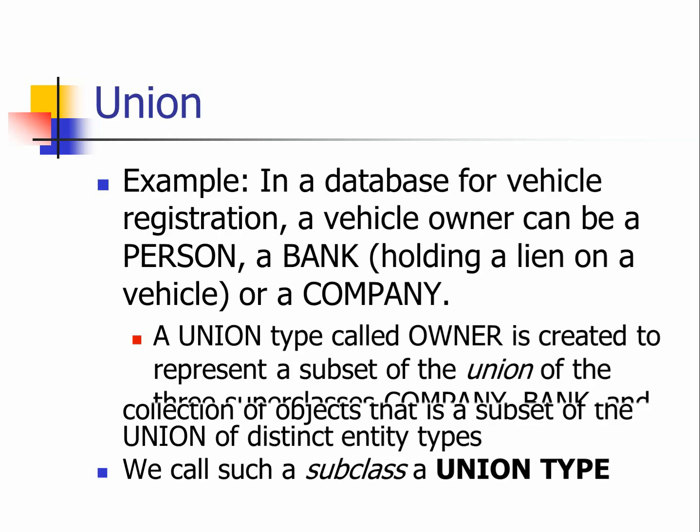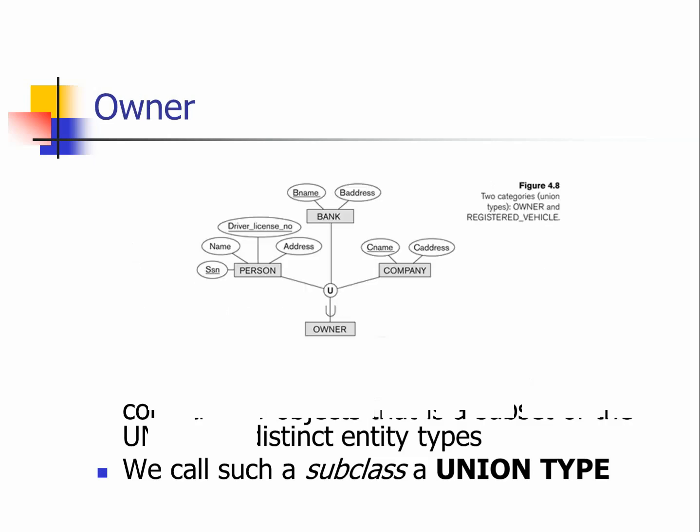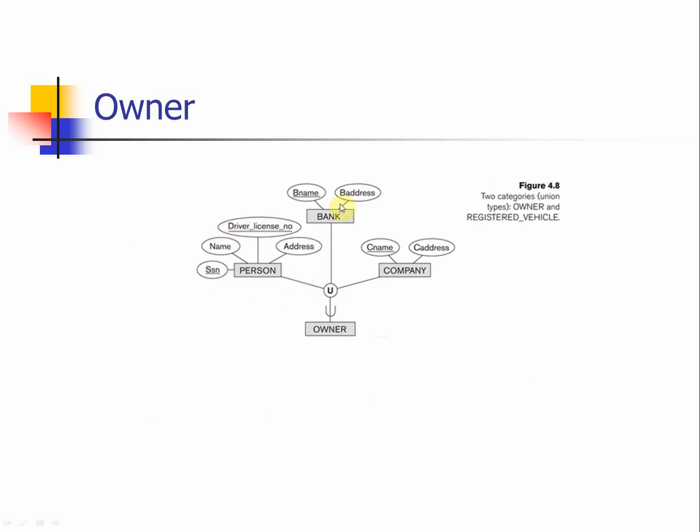So how do we represent that? The answer lies in the union. A union type called owner is created to represent a subset of the union of the three superclasses. This is what it looks like. So let's dive into this figure. You see that an owner can be a person, an owner can be a bank, an owner can be a company. So we union all three of those together, and you will see that we created an owner entity. That is obviously a subclass.